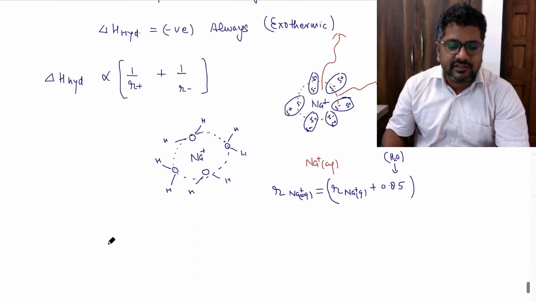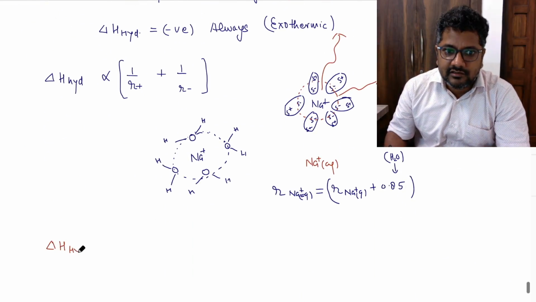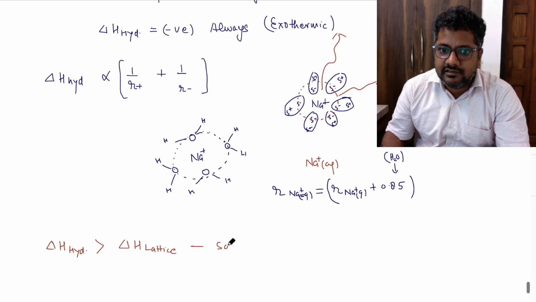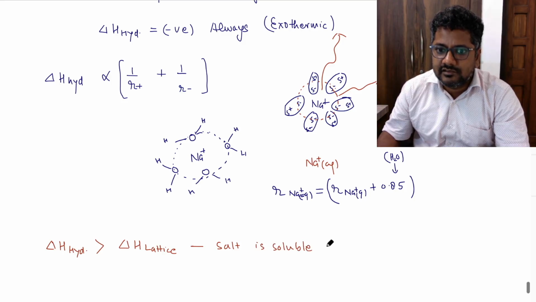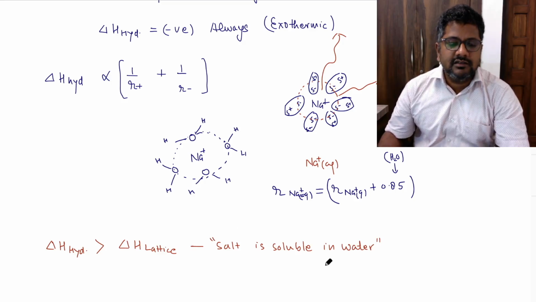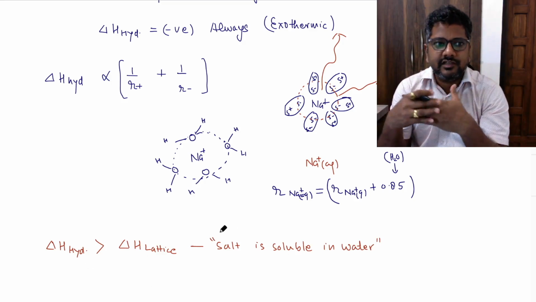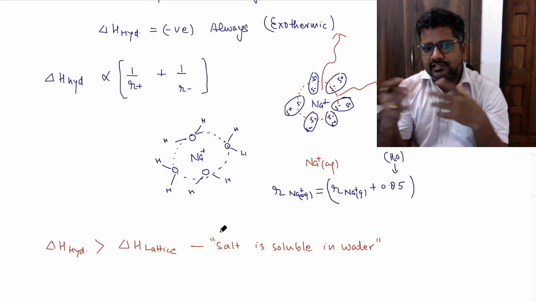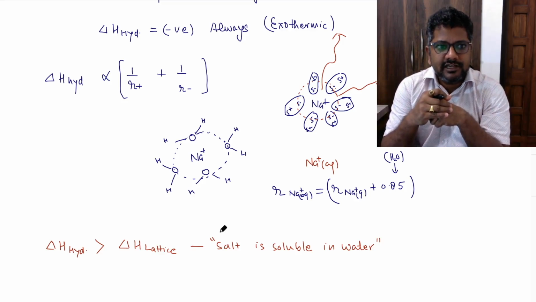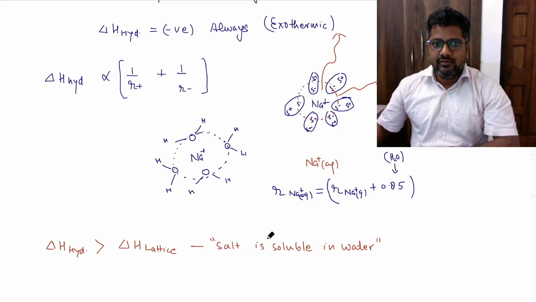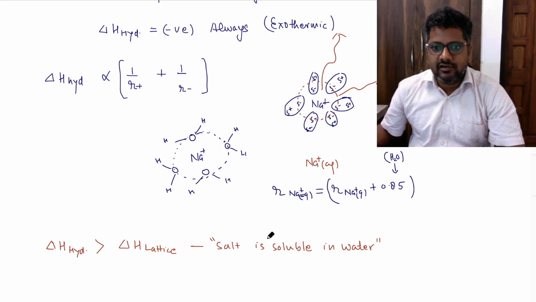So for any ionic solid, if delta H hydration is more than delta H lattice, the salt is soluble in water. So the solubility has this condition. Any ionic solid, if hydration energy is more than the lattice energy, then that salt is soluble in water. Right? Clear? Okay, good. So this is the criterion for solubility of any salt in water.